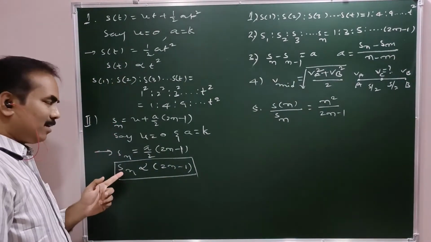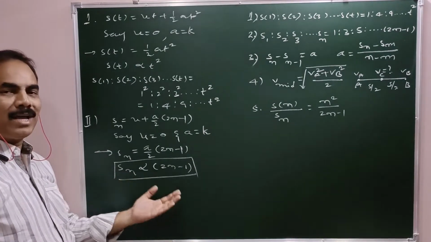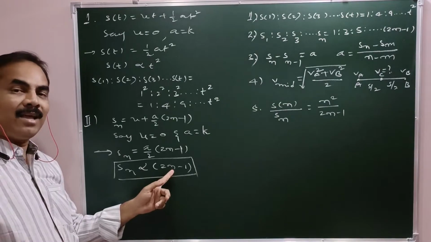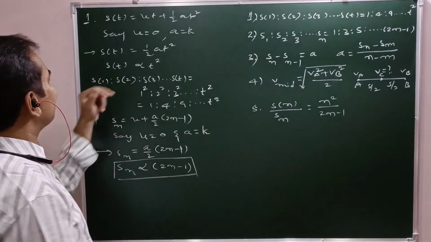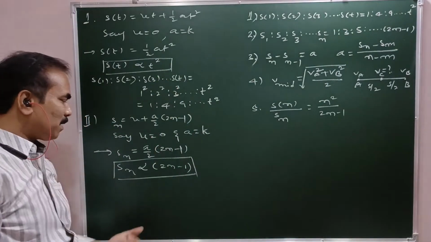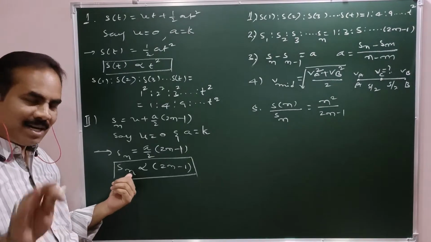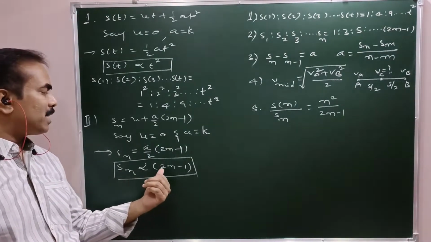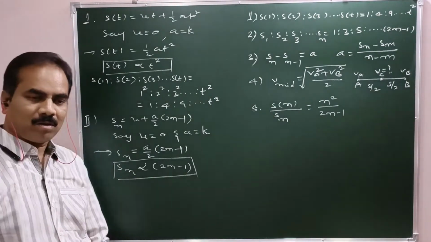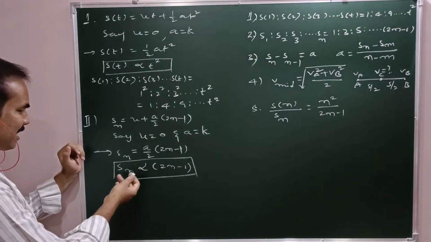So the distance covered in especially the nth second is directly proportional to 2n minus 1, where n is the particular second. Right, here S of t is proportional to t square. Here S suffix n is proportional to 2n minus 1. If at all n is replaced by t, S suffix t is proportional to 2t minus 1 also. Right? Now let us see the ratio of distances covered in successive seconds.